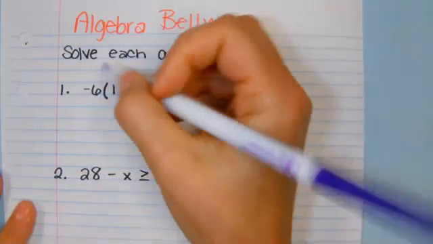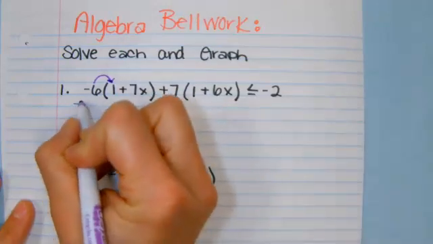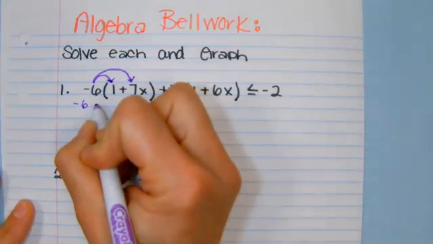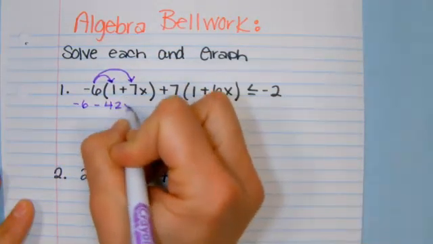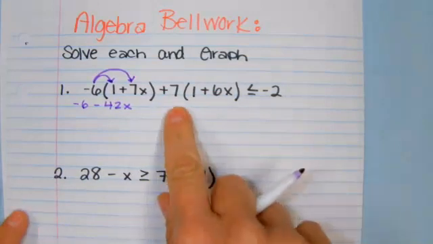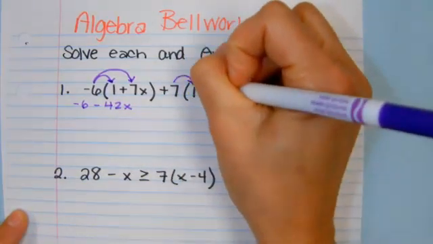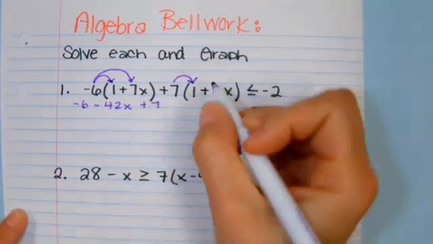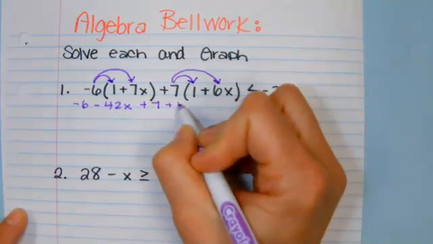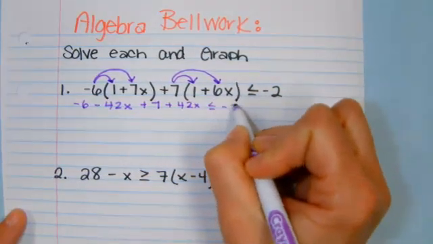Yes, so we're going to start with -6 times 1, which gives us -6. And then -6 times positive 7x gives us -42x. And now, do we also have to distribute the 7? Yeah, let's do that. So positive 7 times 1 is positive 7, and positive 7 times 6x is positive 42x. And now we can write down less than or equal to -2.